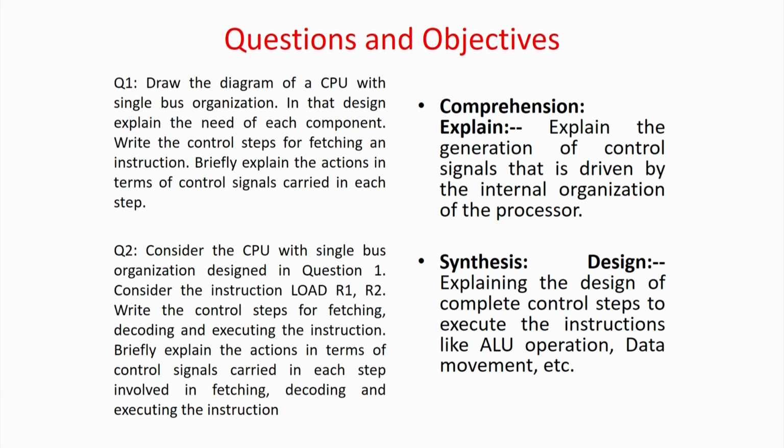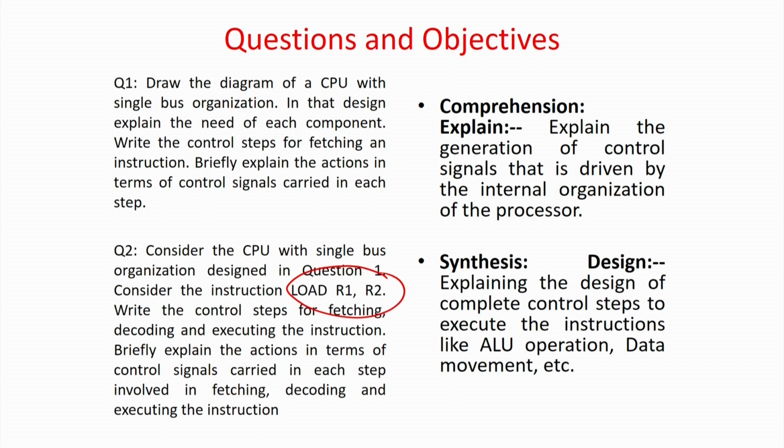Then we are saying again take the same bus architecture and take the instruction load R1 and R2, load R2 to R1, that is whatever value is available in R2 you will be moving it to R1. So, generate all the control signals and all the steps for this. In fact, we have just seen one instruction for add R1 and R2, you have to repeat it for the load instruction. Again if you are able to design this, then you can easily explain the generation of control signals for any kind of bus.